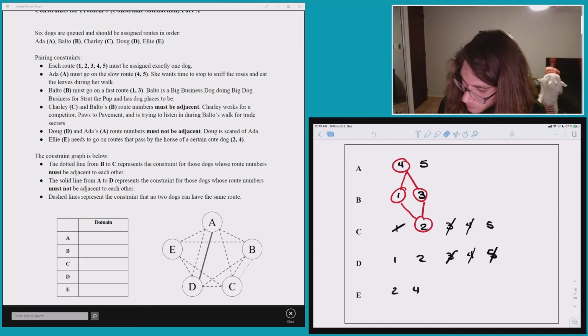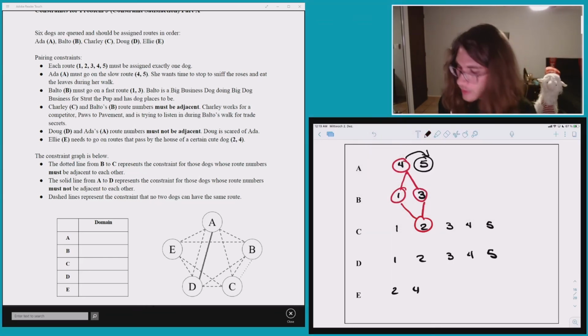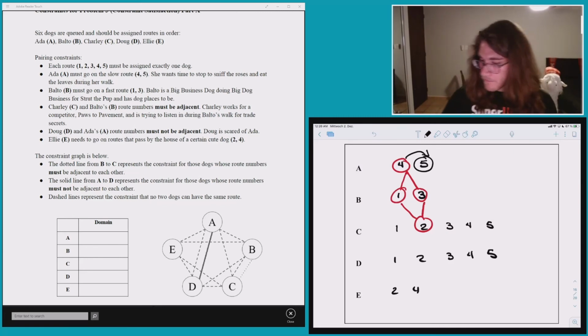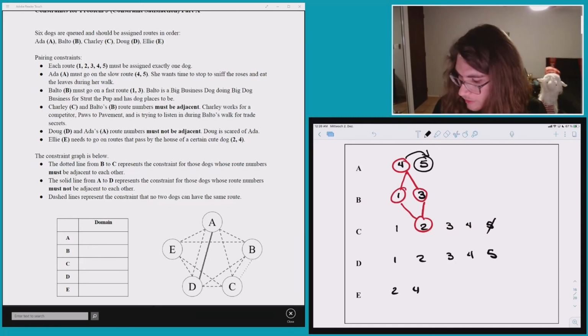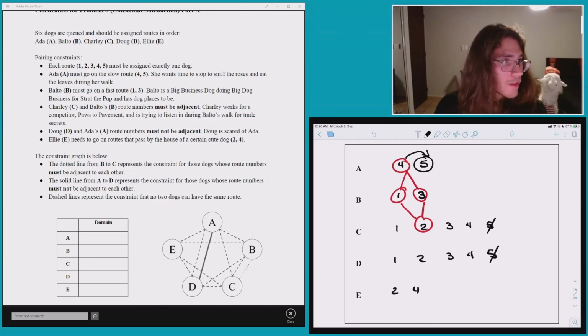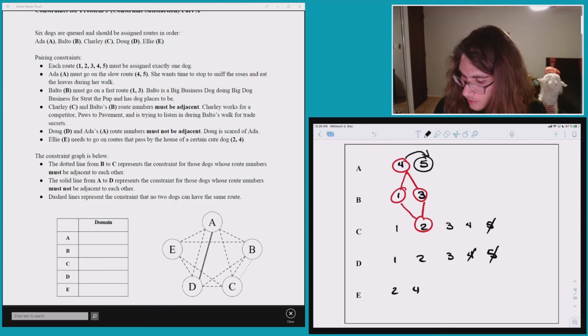And I have to undo these eliminated constraints because I'm moving the root node of the tree. So this moves here, and I have to redo the constraints. So Charlie can't be 5 anymore. Doug can't be 5 according to its constraint. With not being adjacent, it can't be 4 either, and this doesn't seem to affect anyone else.